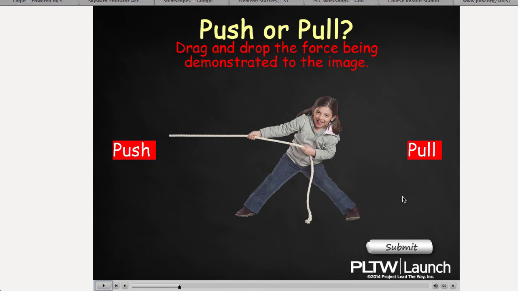What about this image? Drag and drop the correct force being demonstrated here. So ask yourself, is it push or pull?